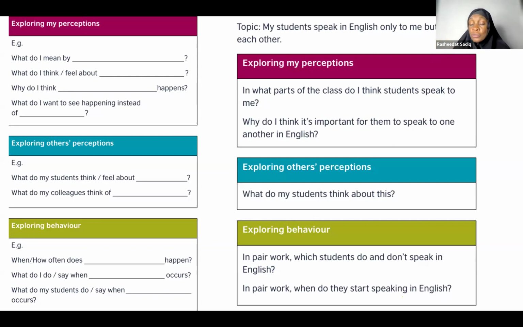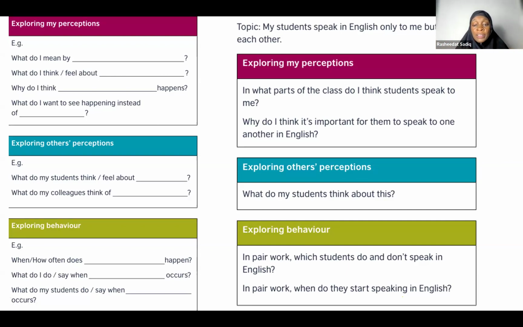And then also you could talk to your colleagues to find out, is it only in your class that this happens, or is it happening with all the teachers in the school? You could also explore the behavior. Which of the students don't speak English? Which of the students speak English? When do they start speaking English? Do they first of all start off with their local language or their native language and then go to English? Or do they start off with English and then go to the local language? Are they aware that they're making that switch? Is it conscious or subconscious? So those are some of the questions that you will ask.